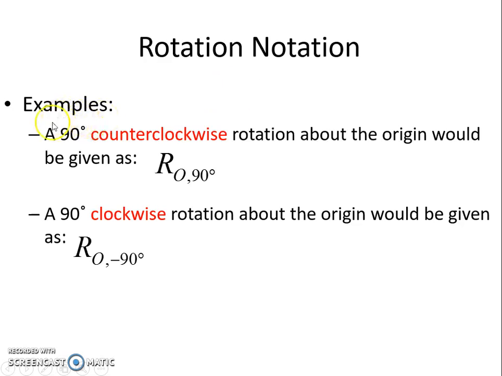So a rotation notation example: a 90 degree counterclockwise rotation about the origin would be given as, you're going to write O for origin. R means, capital R means rotate. So rotate at origin at 90. This means rotate your figure about the origin 90 degrees counterclockwise, because it's positive. If you see R O negative 90, that means rotate about the origin clockwise, because negative is clockwise.